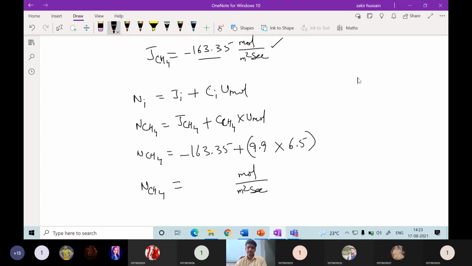Or simply we can write this as Ni is equal to Ci into Ui. This is also one formula we can use. NCH4 is equal to CCH4 into UCH4. This also we can use.